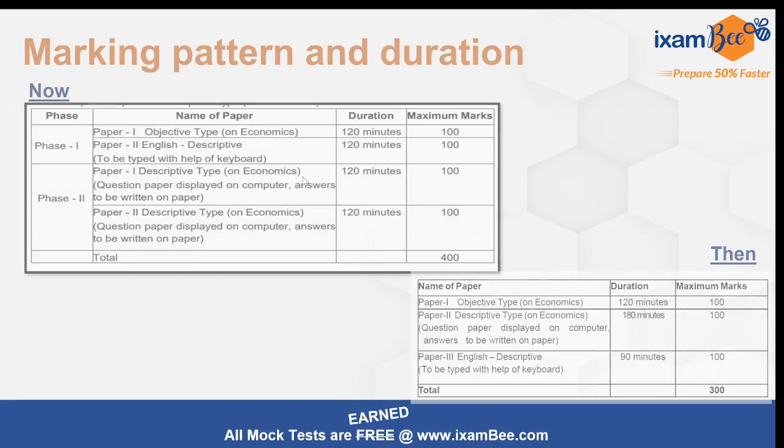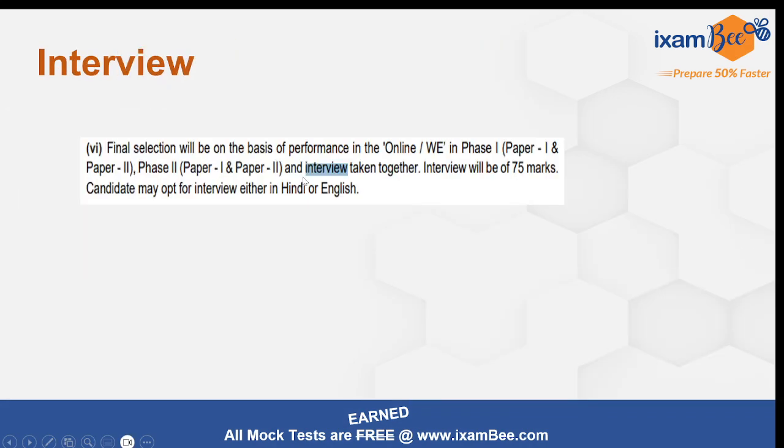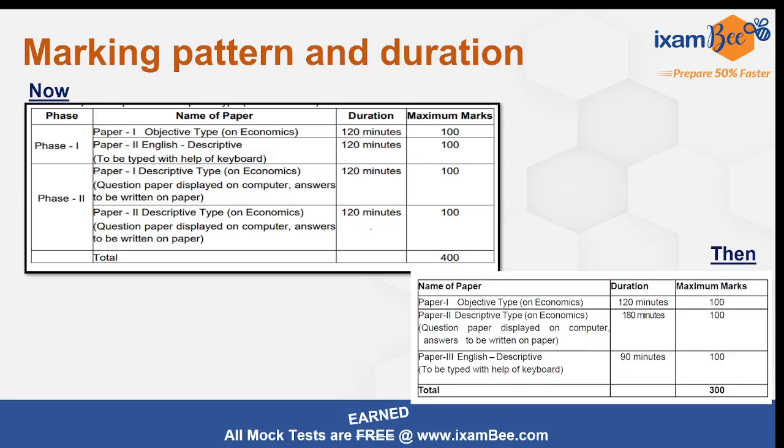What else has changed is the marking pattern and the duration to conduct this paper in the revised format. Initially, because there was a single paper, this was of 100 marks. So these two combined used to be of 100 marks, and now it has been broken down and each paper will be of 100 marks. Therefore your total marks for your DEPR exam has now been increased to 400 from 300 initially.